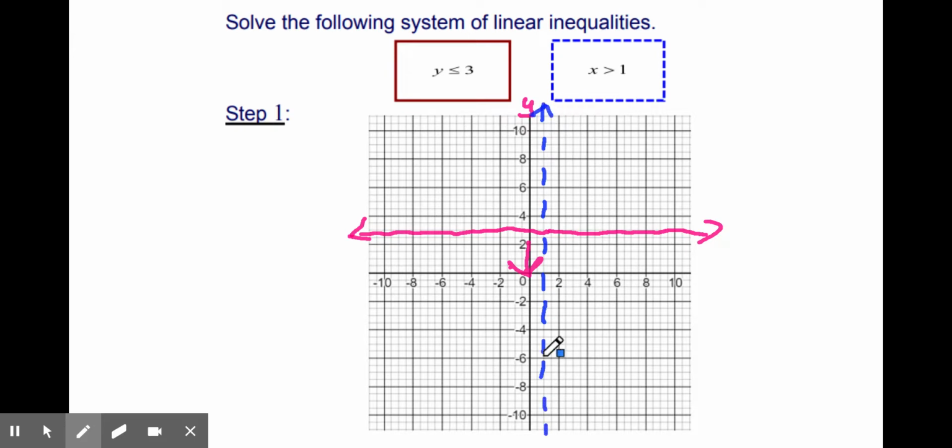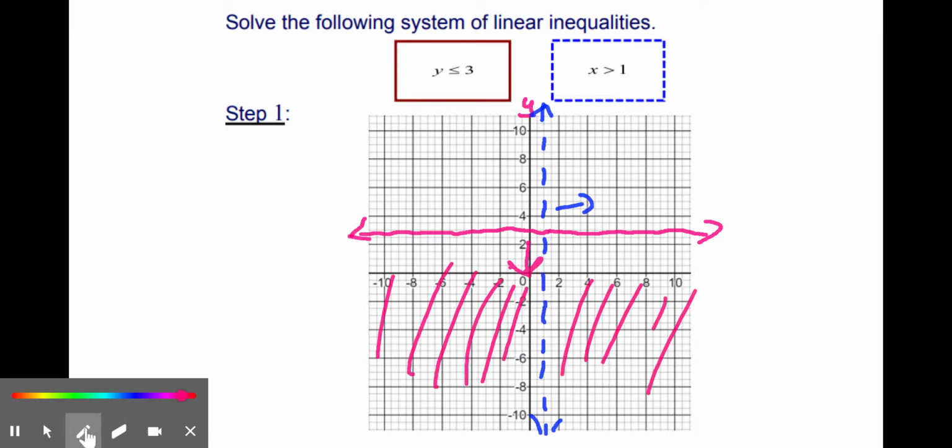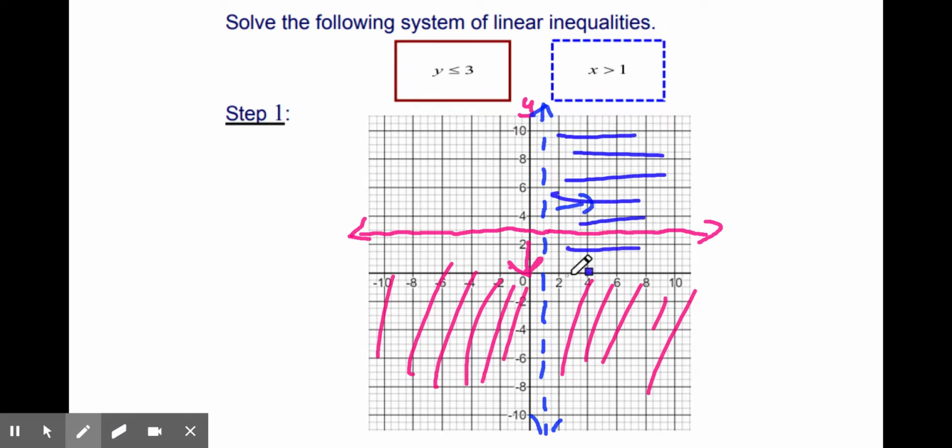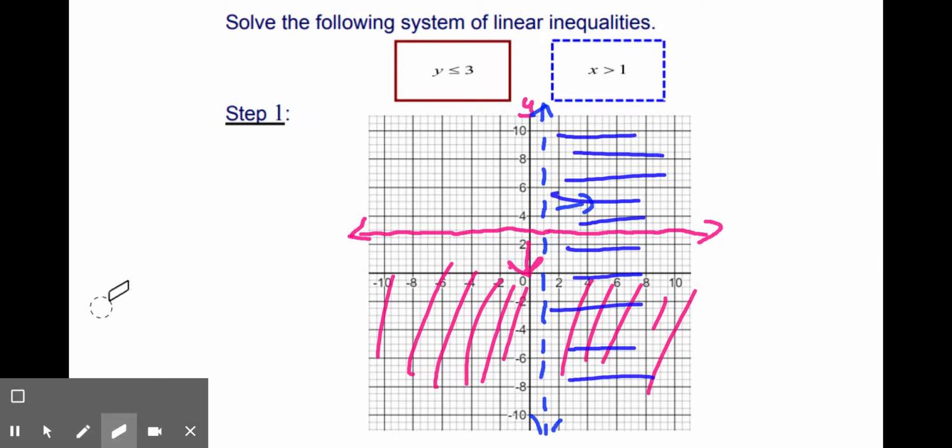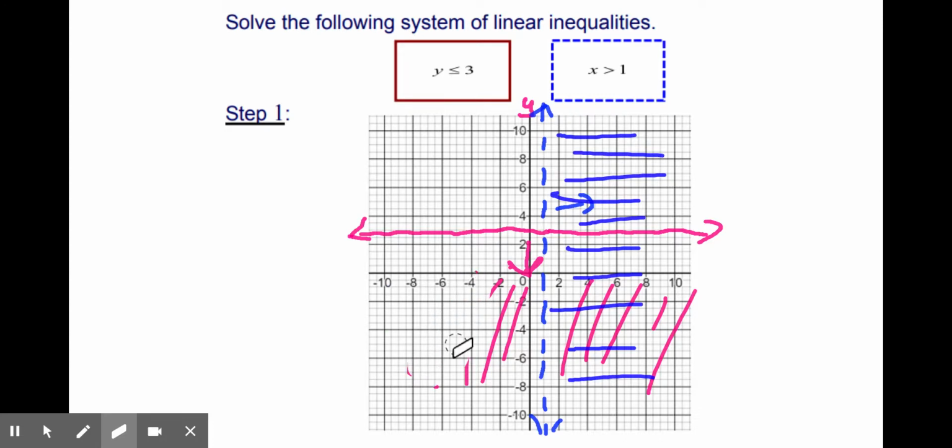And x is greater than 1 gets shaded to the right. Here's all the numbers that are greater than 1 for x. 2, 3, 4, 5, 6, 7. So we have some red shading that's down here, everywhere below the red line. And then we have our blue shading everywhere to the right of the blue line. So my solutions lie where the 2 shades meet, which is going to be in the bottom right-hand corner here. So let me erase all this.